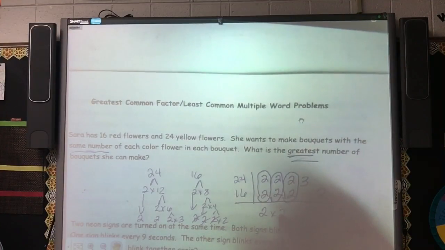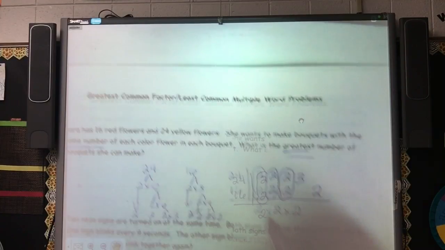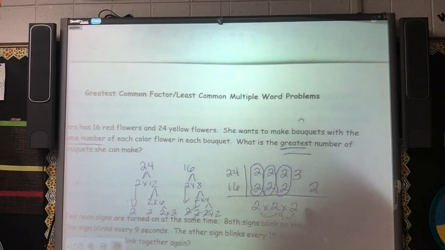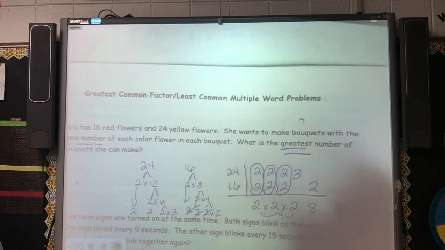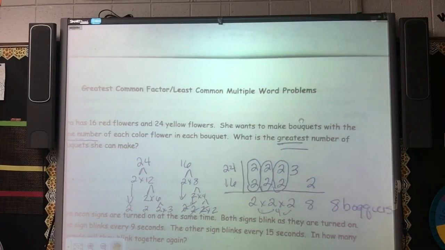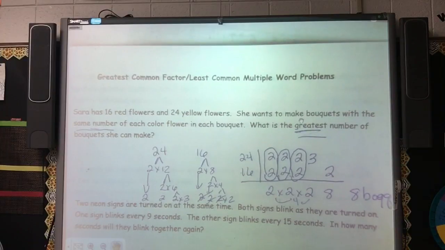2 times 2 times 2. Then finish it. 2 times 2 is 4. 4 times 2 is 8. So the most number of bouquets she can make is 8 bouquets. Oops, I forgot my unit. 8 bouquets. Okay, that word greatest in there really gives that one away.